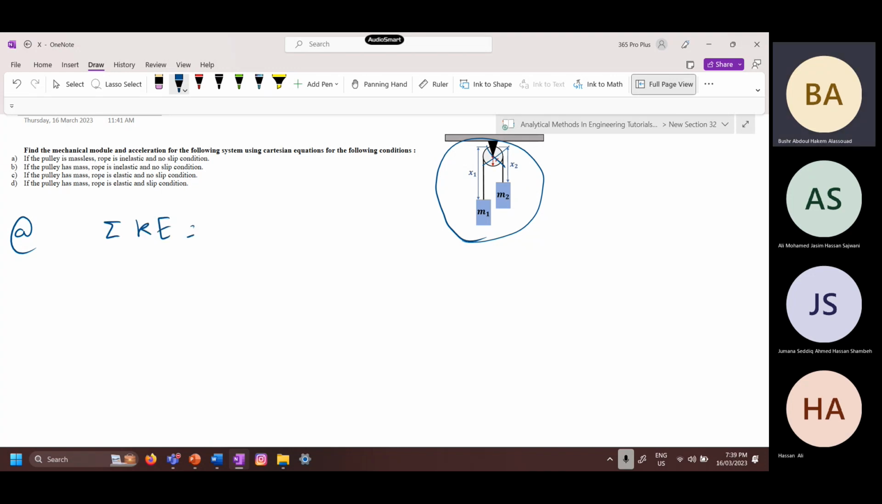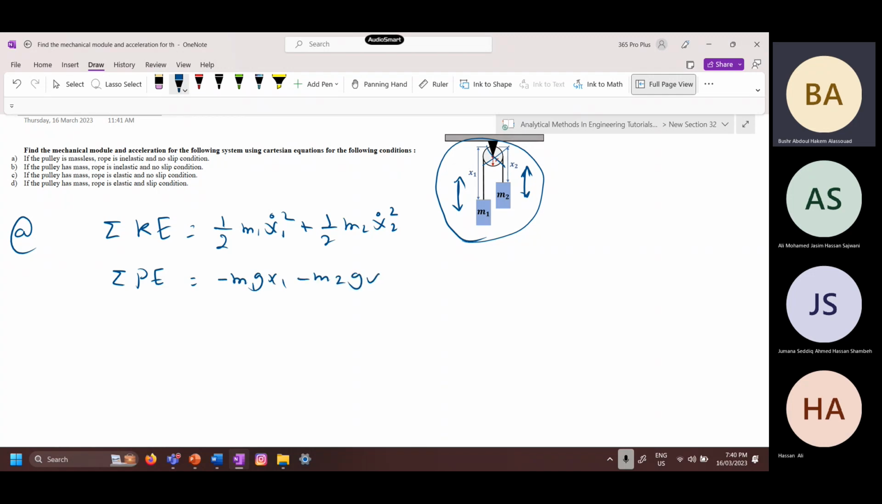Summation of kinetic energy. You can see that these 2 masses are moving in this vertical path with a certain velocity, which will give you the indication that we have 2 equations that we're going to use. Half M1 x1 dot squared plus half M2 x2 dot squared. As for the potential energy, we are going to get negative m1 g x1, negative m2 g x2.